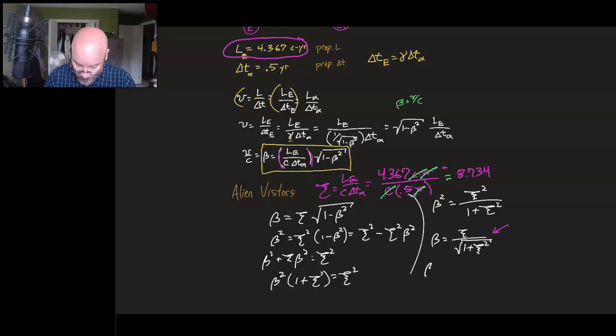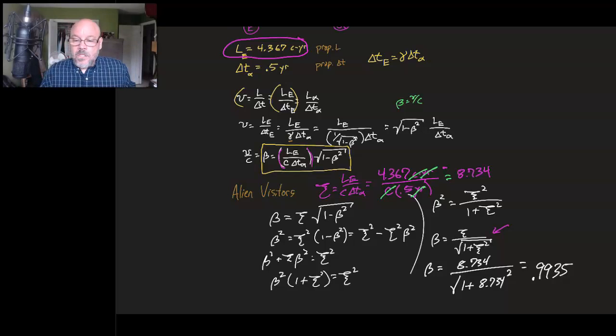So I can take that and dump it into this equation down here. I'm going to have beta equals 8.734 divided by the square root of 1 plus 8.734 squared. And what I get for beta when we do that is 0.9935. So how fast are the aliens going? If beta is 0.9935, then the alien craft is going 99.35% of the speed of light. 0.9935 c. Just like that.